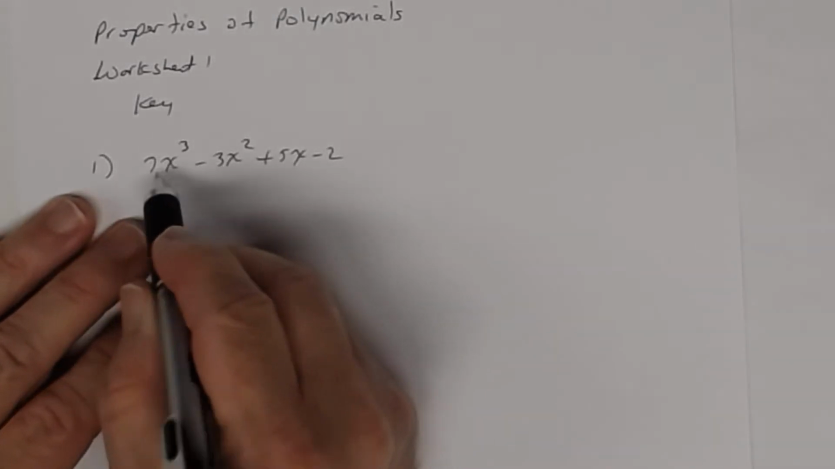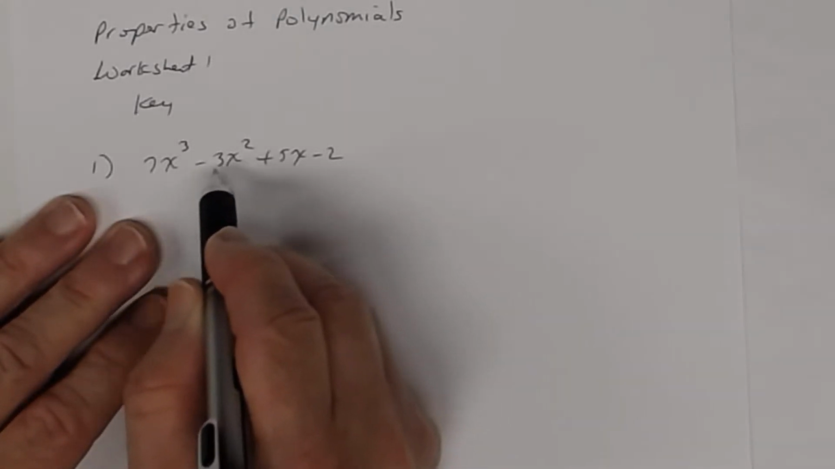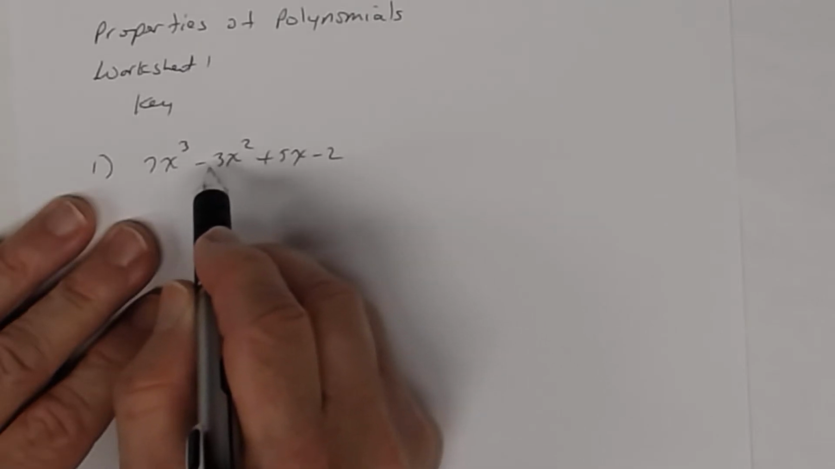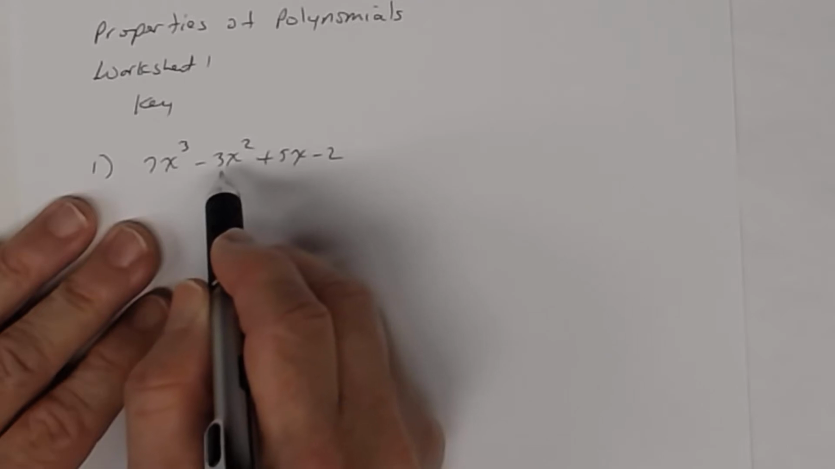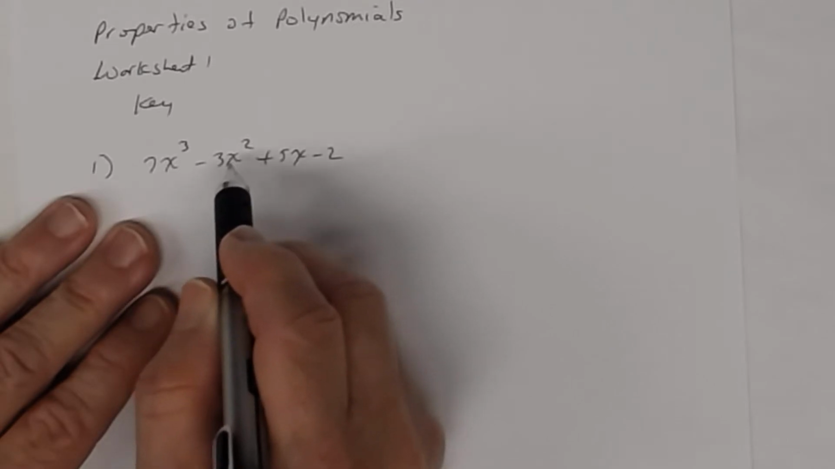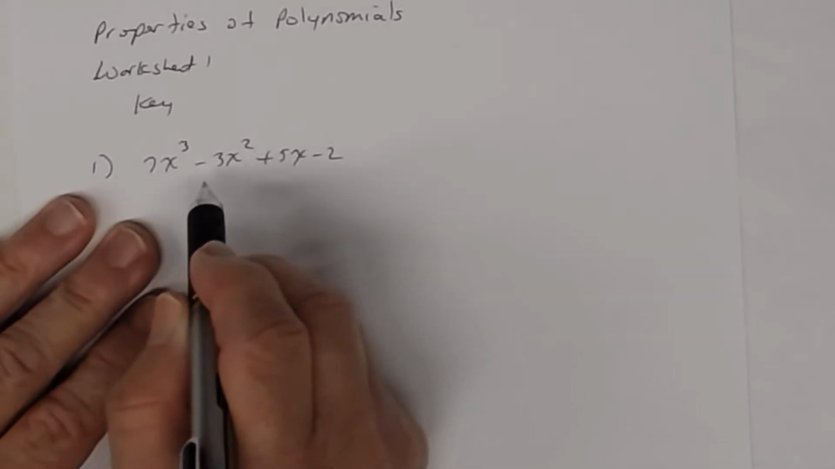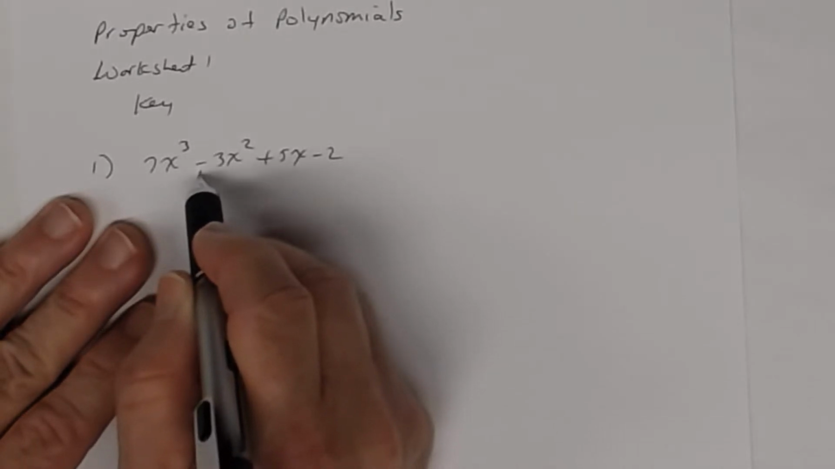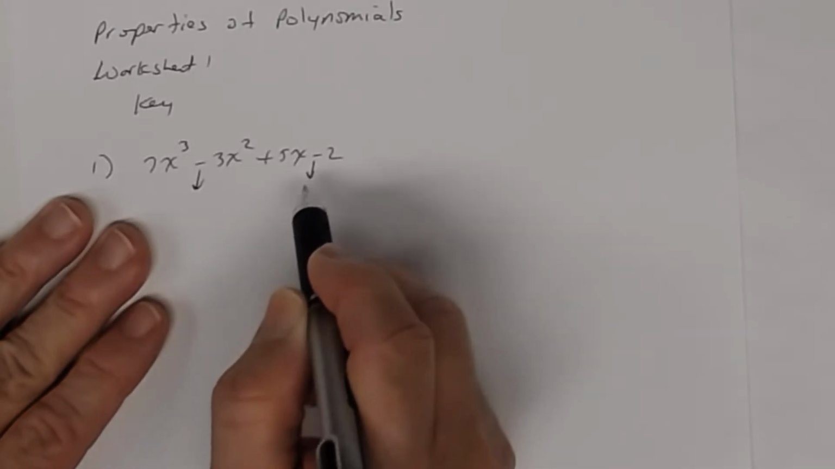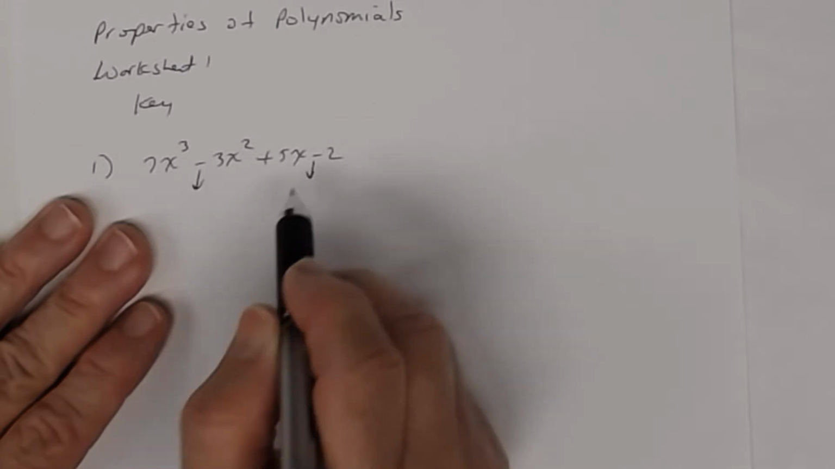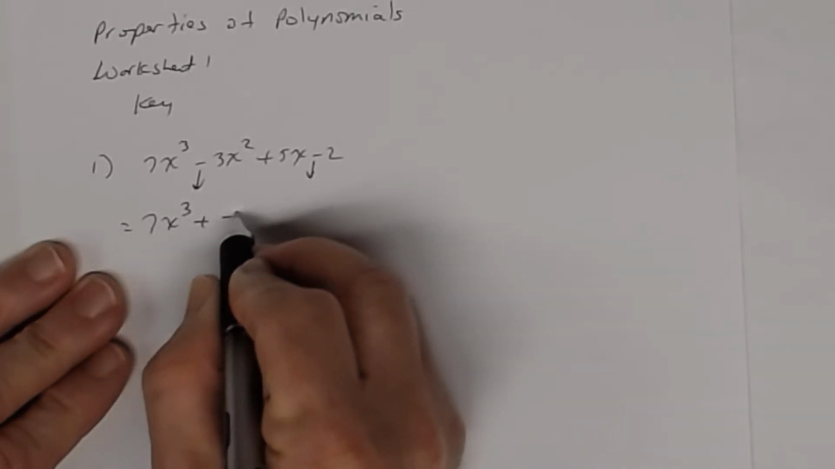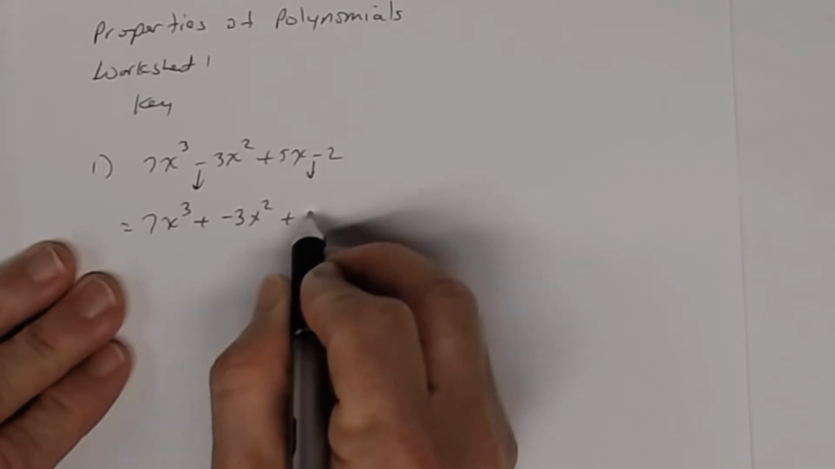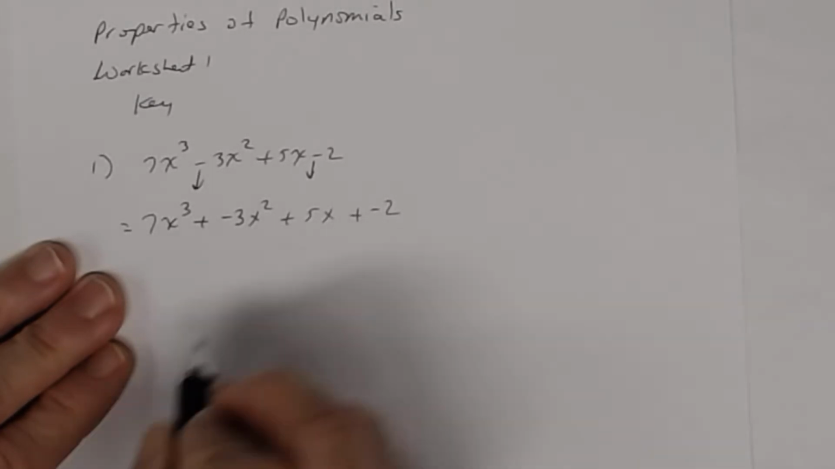Some students, when they have a subtraction problem here, like 7x cubed subtract 3x squared, think that the term is 3x squared. That's not true. So to be on the safe side, if you're asked to list the terms, always change subtraction to addition. So this becomes 7x cubed plus a negative 3x squared plus 5x plus a negative 2.